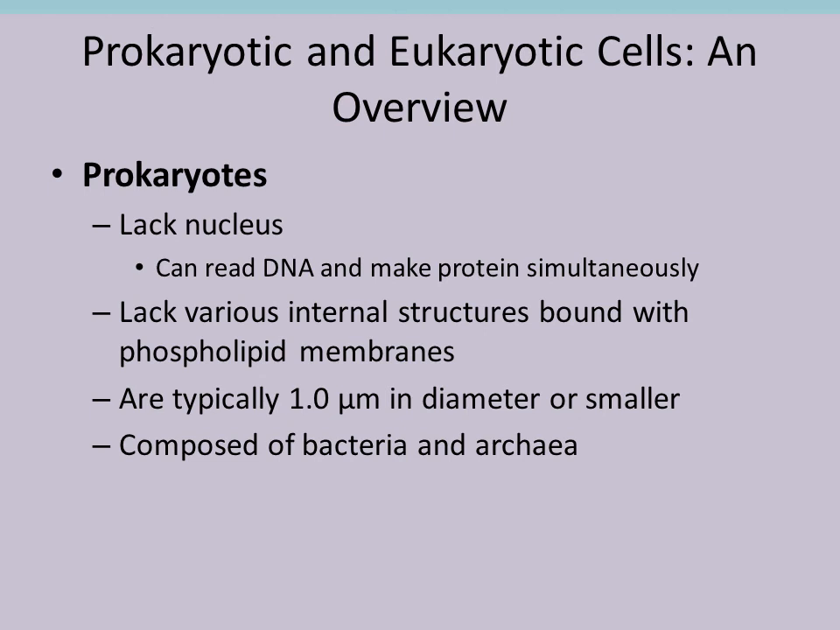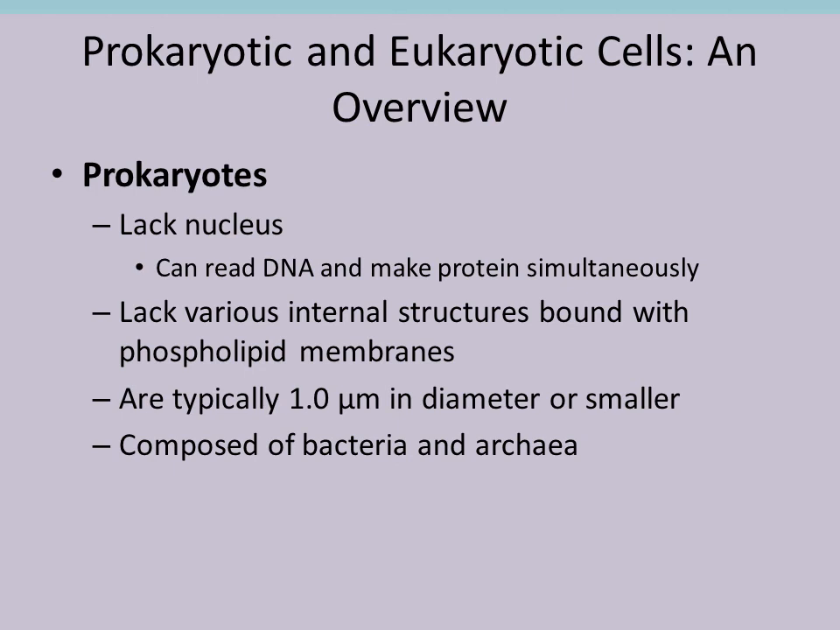Cells are going to be divided as either prokaryotic or eukaryotic. We're going to look at the differences and similarities between them. So we're going to start with the prokaryotes. The prokaryotes are the simpler, smaller type of cells. From an evolutionary standpoint, they are the ones that have been here longer. They do not have a nucleus. Now, they do have DNA. It's just not in a nucleus.